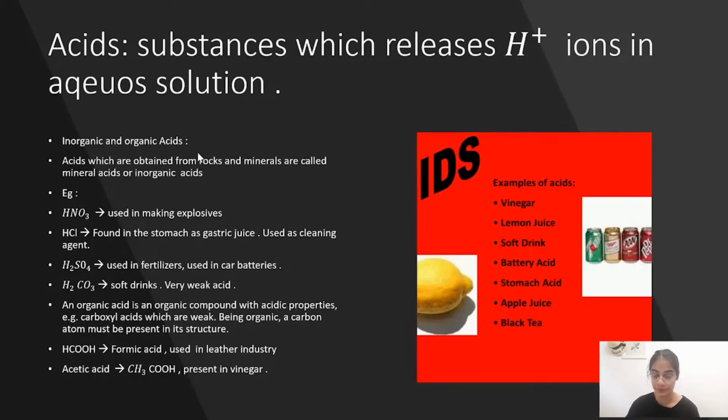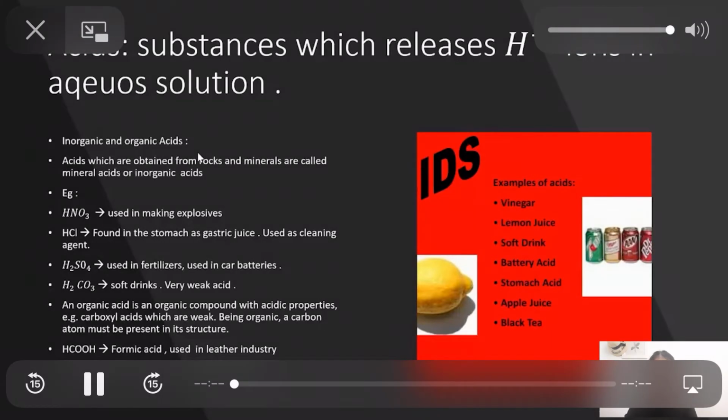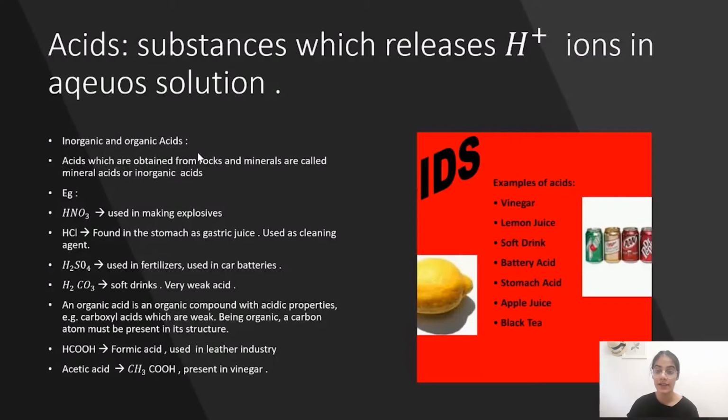H2CO3, carbonic acid, is found in soft drinks, and it is a very weak acid. The effervescence that you get when you first open a soft drink bottle is due to the carbonic acid present in that particular soft drink. These are some of the most common inorganic acids that we see around us: nitric acid, HNO3; sulfuric acid, H2SO4; hydrochloric acid, HCl; and carbonic acid, H2CO3.